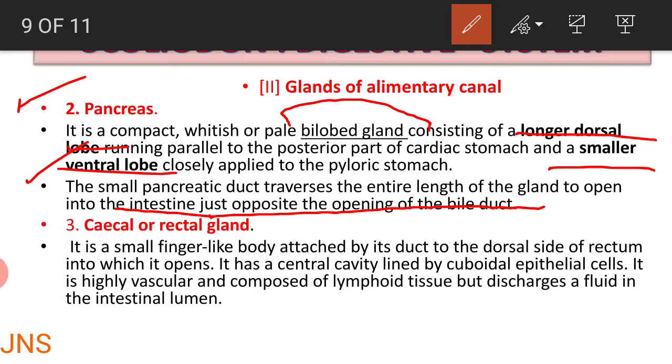Next associated gland is called the rectal gland or cecal gland. It is a small finger-like body attached by its duct to the dorsal side of the rectum, into which it opens. It has a central cavity lined by cuboidal epithelial cells. It is highly vascular and composed of lymphoid tissue, and it discharges fluid into the intestinal lumen.